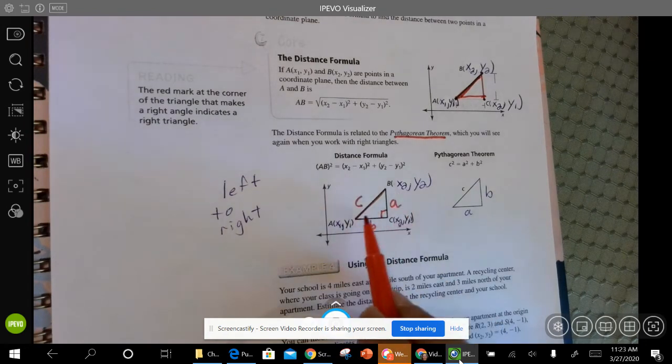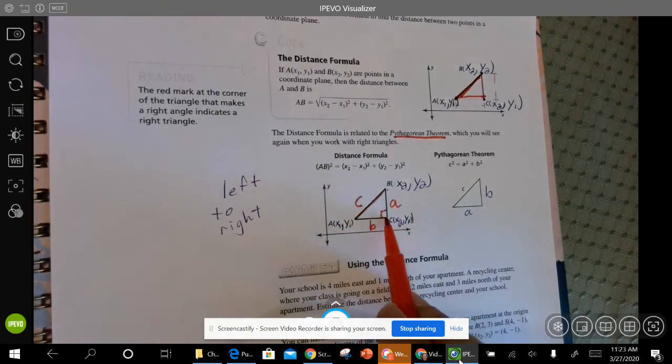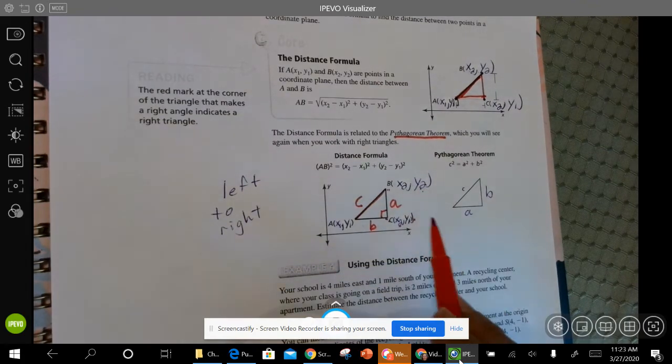And between our x coordinates, and then our distance, so that's for our horizontal distance. And our vertical distance is going to be the distance between our y coordinates. So they are related.